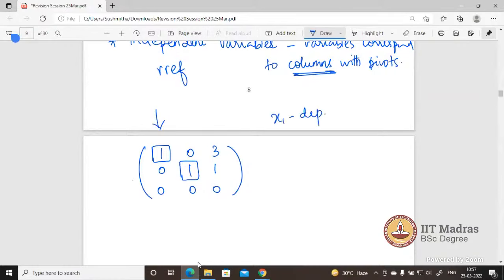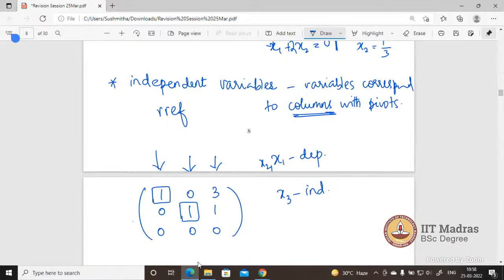Variables corresponding to columns with pivots. So independent variable means there should not be any pivot element, right? Yes, variables without pivots. Thank you, ma'am. Is this clear? Is it clear now? Yes.